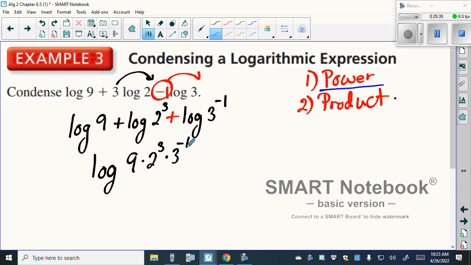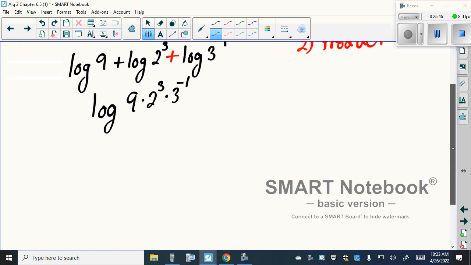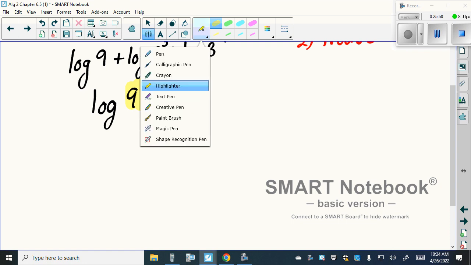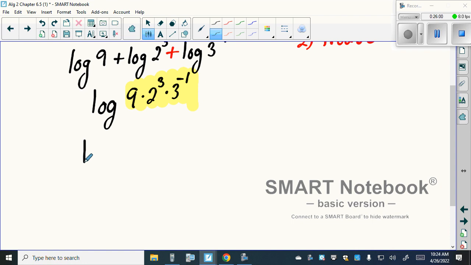Any questions on this here? Now, we're not actually going to find out what this value is. But if we wanted to, we could type this into the calculator. And when I say type this in, I just mean this part right here. Because just like with expanding, our final answer is still going to have log of something. We're not going to just have a number.